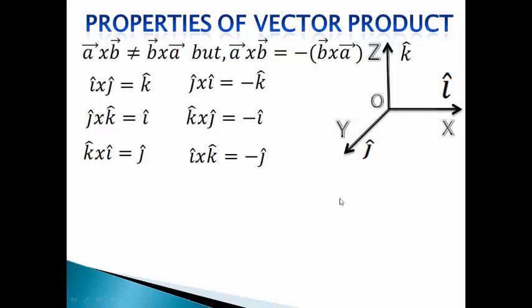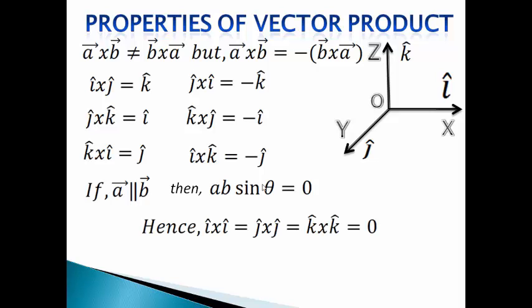Next property states that if A bar is parallel to B bar, then AB sin theta will be equal to 0, since sin 0 is 0. Hence, i cross i equals j cross j equals k cross k, and that will be equal to 0.